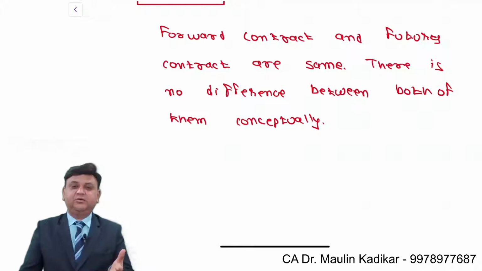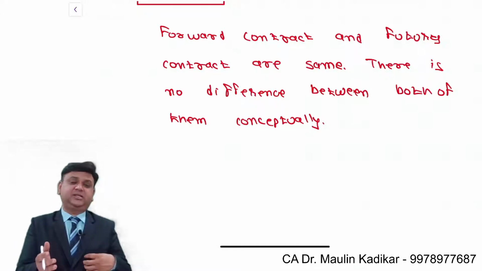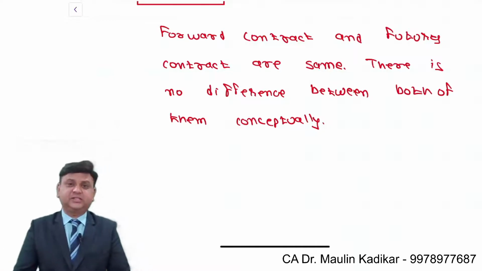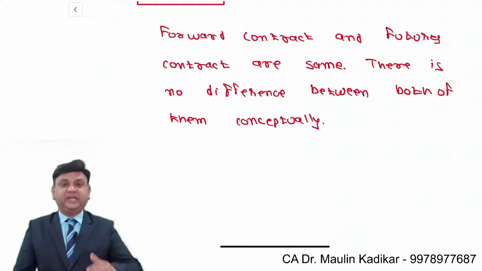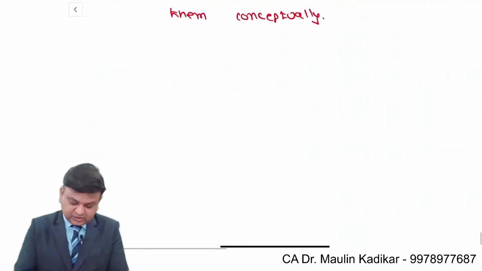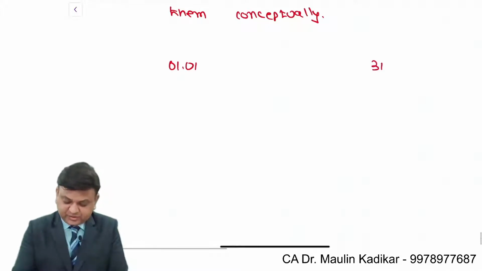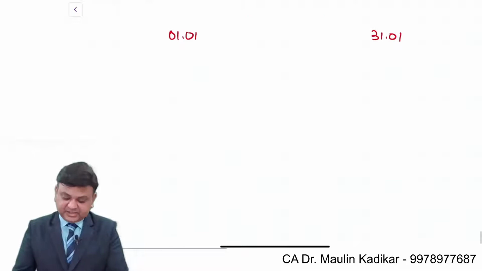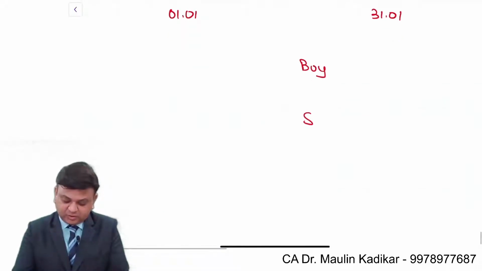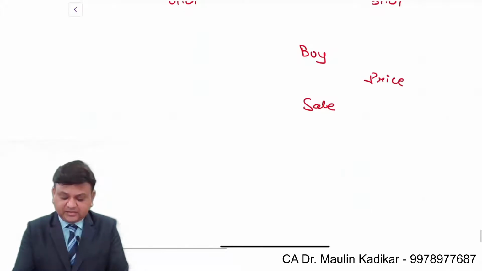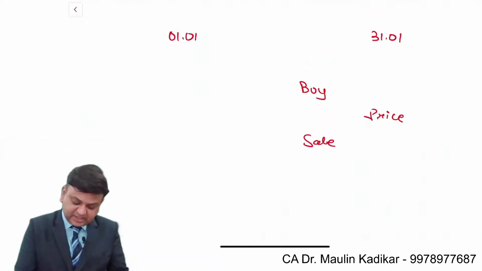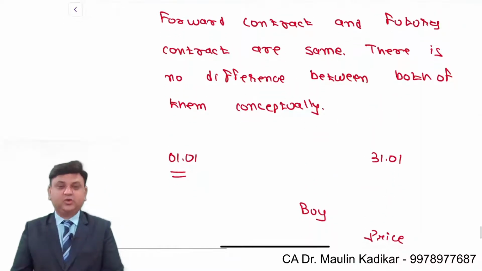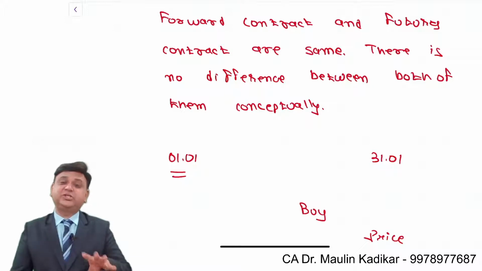Again, there are two parties. One is going to have the transaction to buy the underlying asset. Another is going to have the transaction for sale of the underlying asset. The price at which the transaction will take place is pre-decided. Like on 1st of January, for 31st of January, it is pre-decided that somebody is going to buy the underlying asset, somebody is going to sell the underlying asset. The price at which the transaction will take place is also decided at this point of time. So basically, conceptually, there is no difference. There is a difference between both of them only in terms of execution of the transaction.